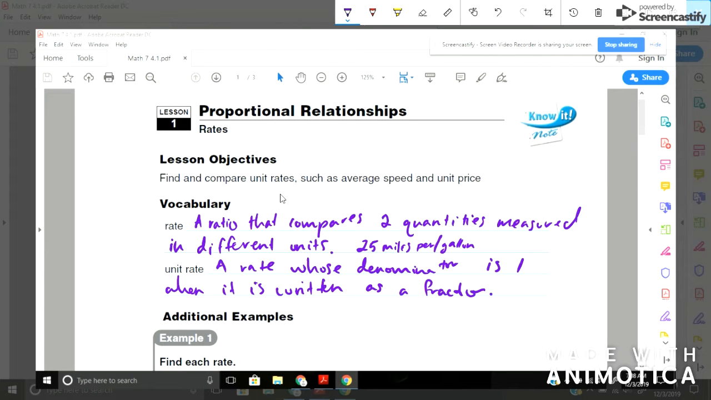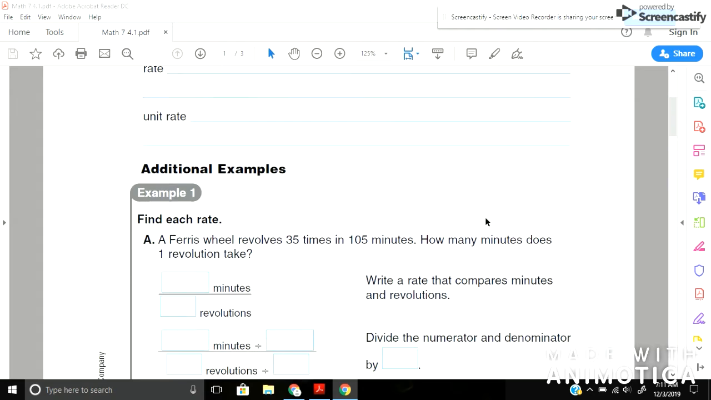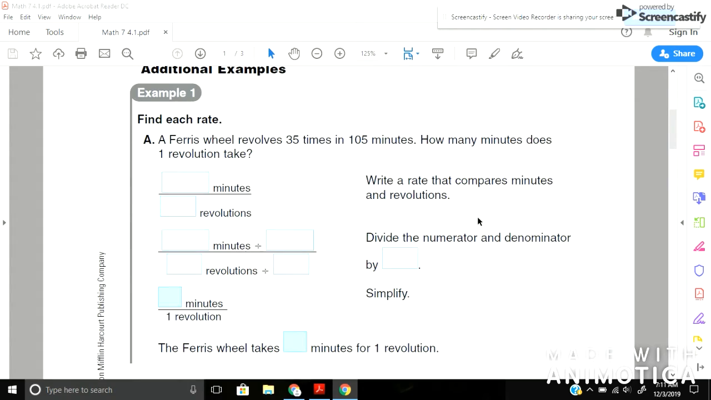A different rate would be maybe something like you had some friends over and you ate 9 pizzas in, let's say 30 minutes. Two different quantities and two different units. Okay. All right, let's move on here and check out our first example where we actually find a rate.